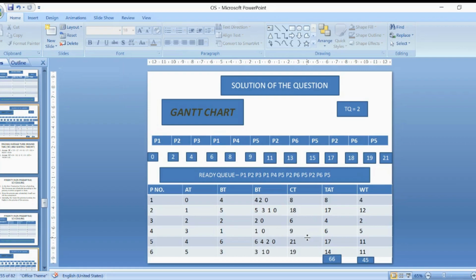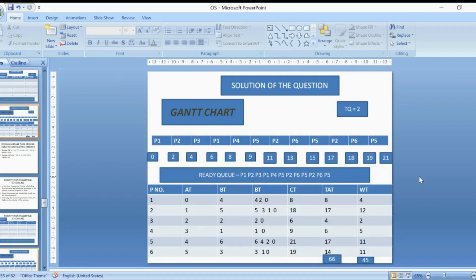Now coming to the solution, at the time interval 0 process P1 has arrived, so it will execute for 2 burst time, since the time quantum given is 2, and we will write P1 in the ready queue. So in P1, now burst time remaining is 2. So now the Gantt chart value is 2. So at the time interval 2, process P2 and P3 have arrived. So in the ready queue, we will write P2 and P3 and P1 since it has 2 burst time remaining.